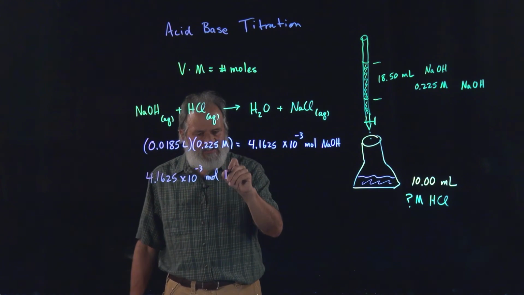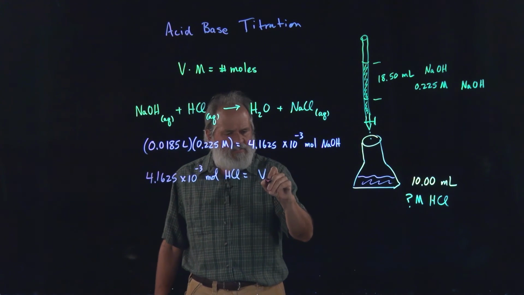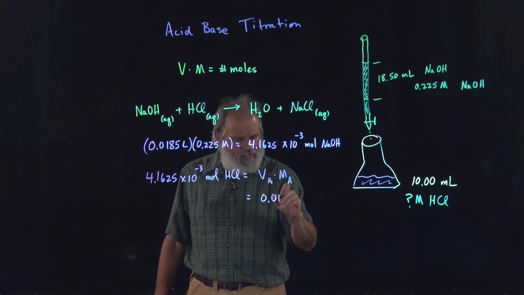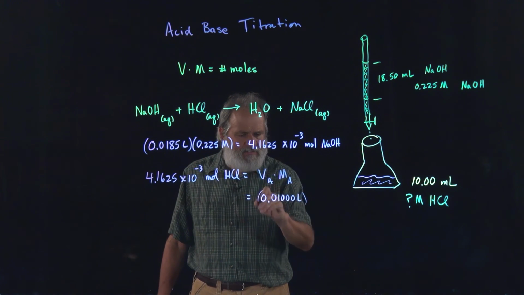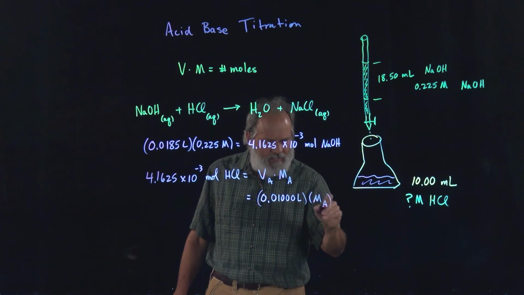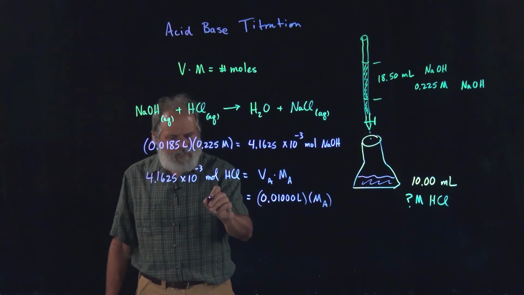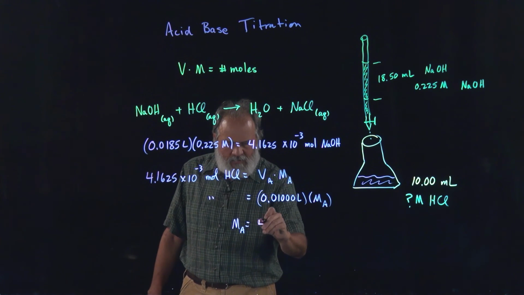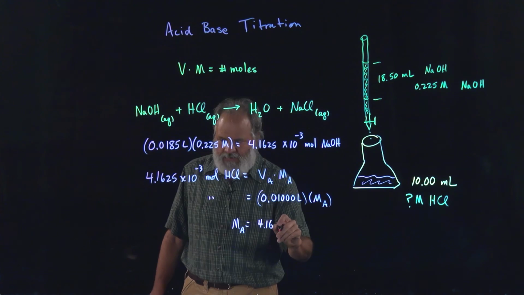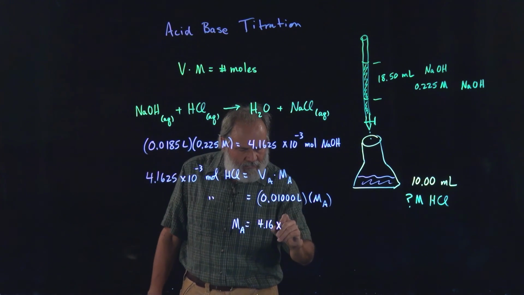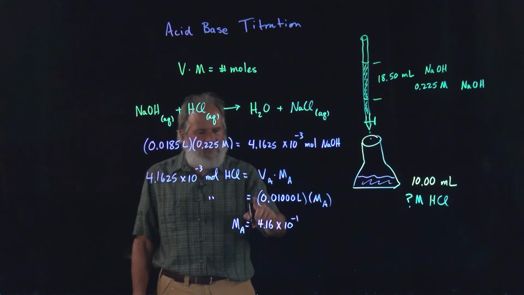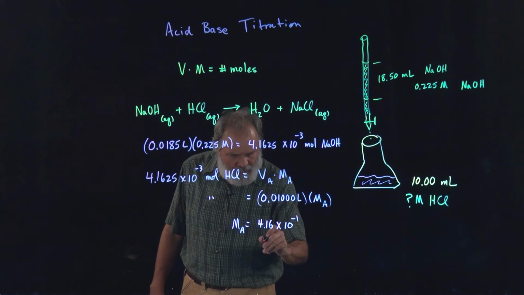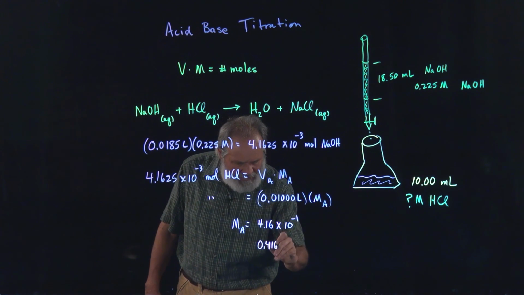So now that's moles of HCl. That's going to equal the volume of the acid times the molarity of the acid. The volume is 0.01000 liters. The molarity is what we're solving for. And so it turns out the molarity of the acid is going to be 4.16 times 10 to the minus 1, because all that dividing by 0.01 is going to do is change the power to 10 to the minus 1, or 0.416 molar.